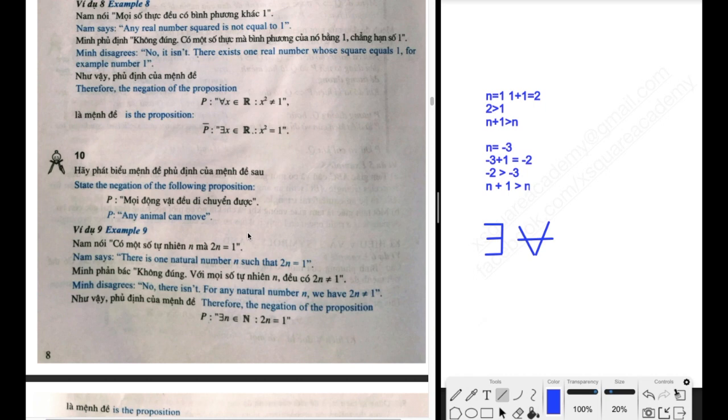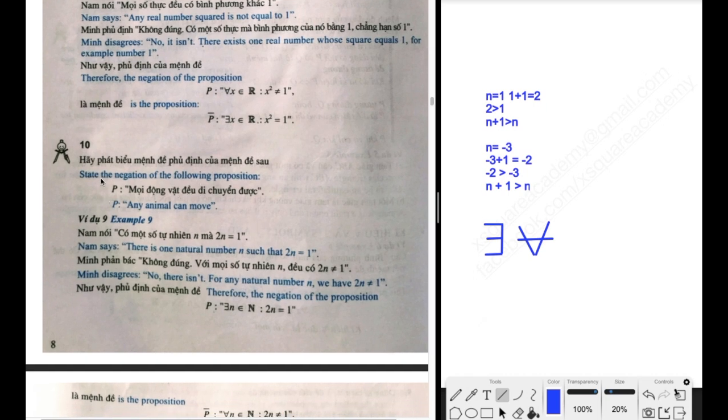And the mission for you: state the negation of the following proposition. Proposition P: any animal can move, and you have to make the negation. You see, the book offers a lot of examples to increase your knowledge on this topic.